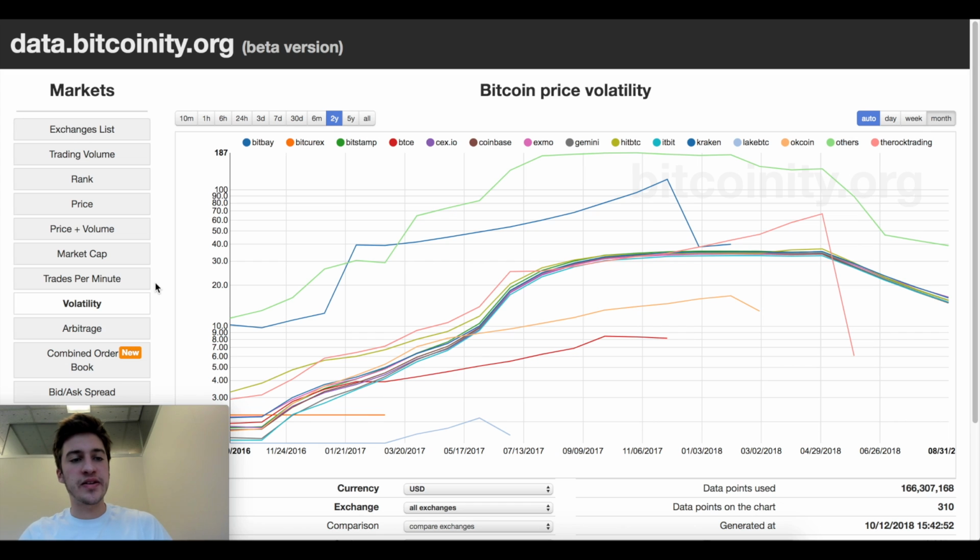So what we're going to be looking at today are the trades per minute that gives us data on retail traders. And we're also going to be looking at volatility for looking at when is the best time to enter and when is the best time to exit.